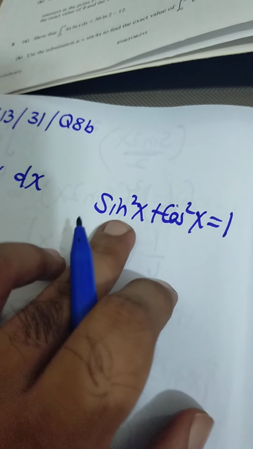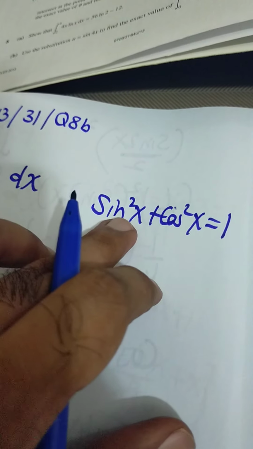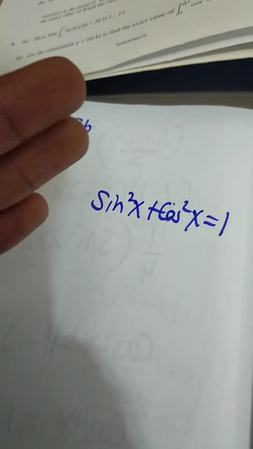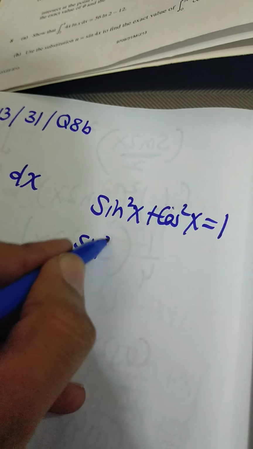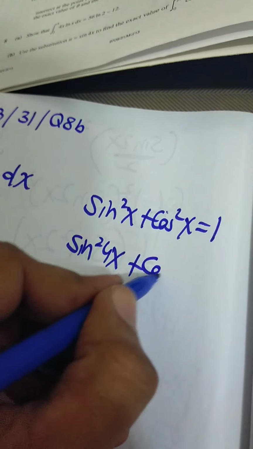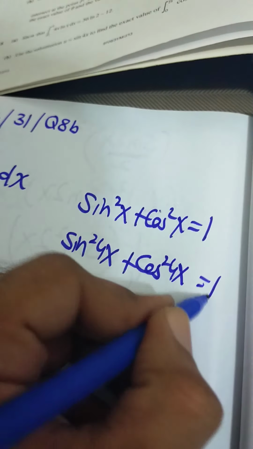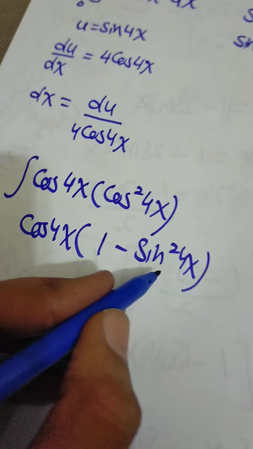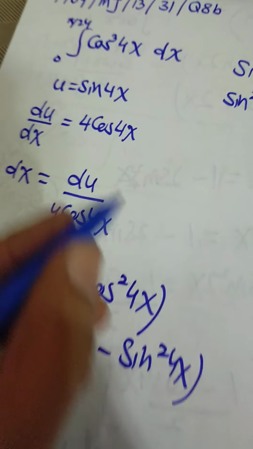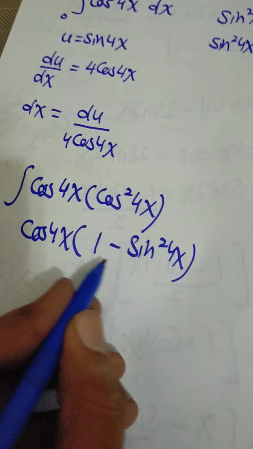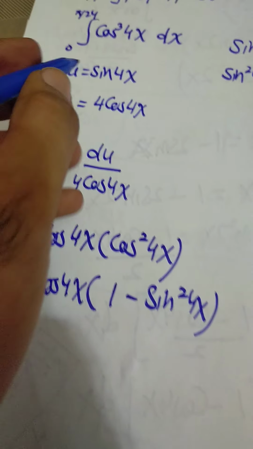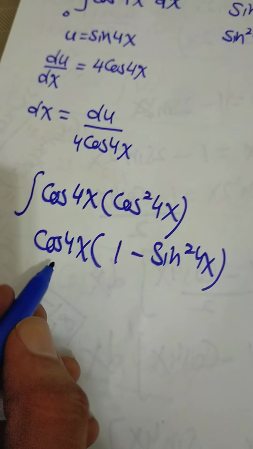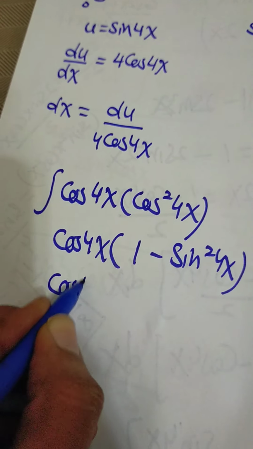So in these cases all you need to do is multiply the angle by a constant or divide the angle by a constant, so the identity basically remains the same. So we can also say that sin squared 4x plus cos squared 4x will also be equal to 1. So in place of cos squared 4x you can write 1 minus sin squared 4x, and since u is equal to sin 4x, in place of 1 minus sin squared 4x we can write 1 minus u squared.